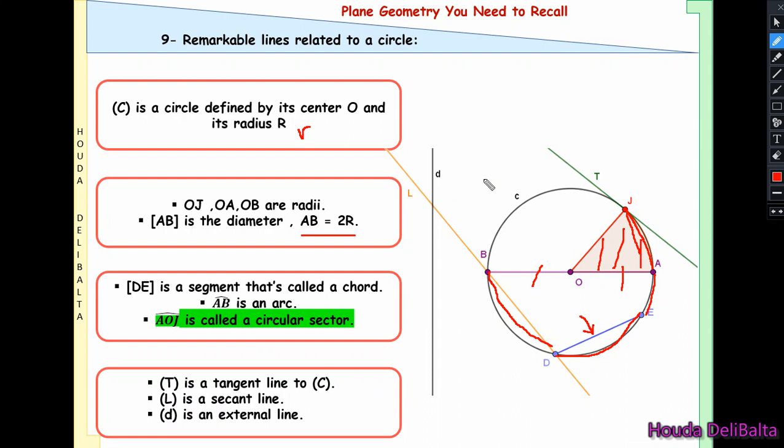The tangent is a line that intersects the circle at just 1 point, and here D is a line that's not intersecting the circle at all. We call it the external line or the exterior line, that doesn't intersect the circle at any point. It's just outside the circle. So this is about lines and vocabulary related to a circle.